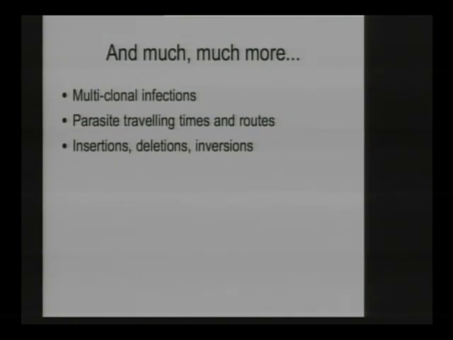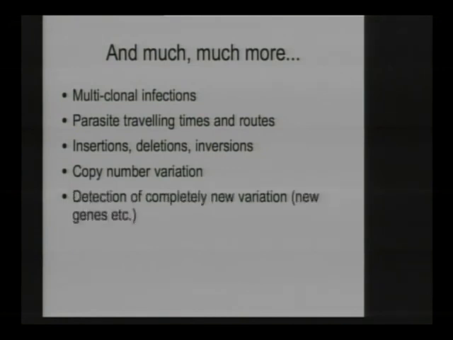Large-scale variations, so parts of the DNA can be deleted, new genes can be inserted, or sequence can be inverted. Copy number variations, there can be multiple copies of a single gene, which relates to resistance, or completely new genes that somehow more or less spontaneously evolved. And that's it.